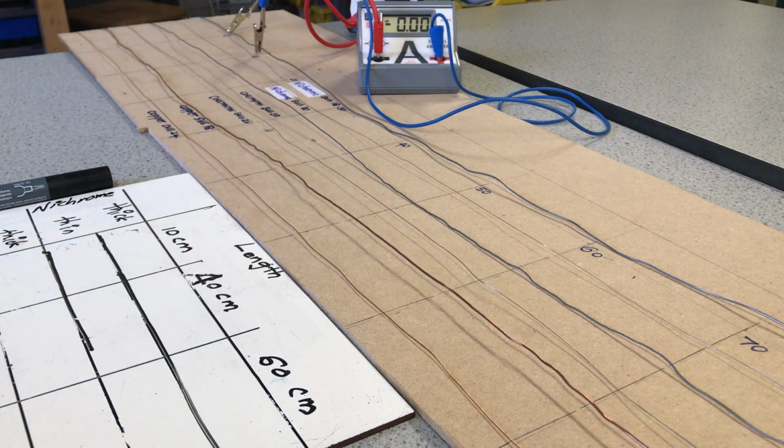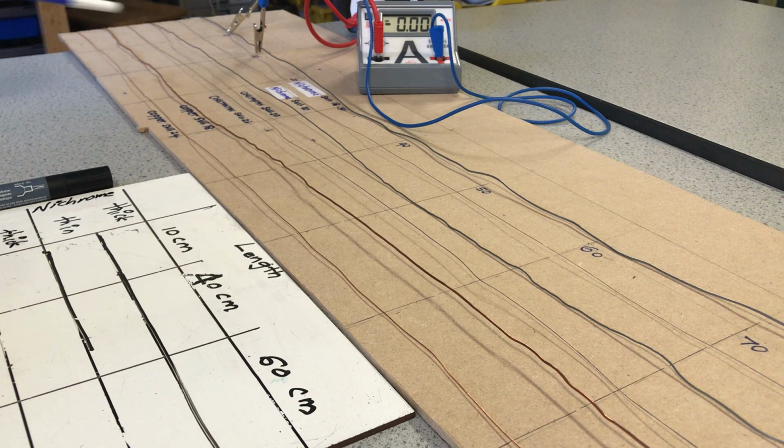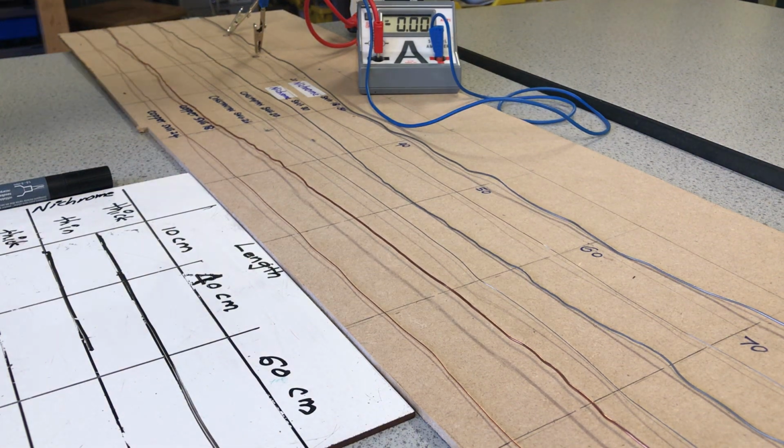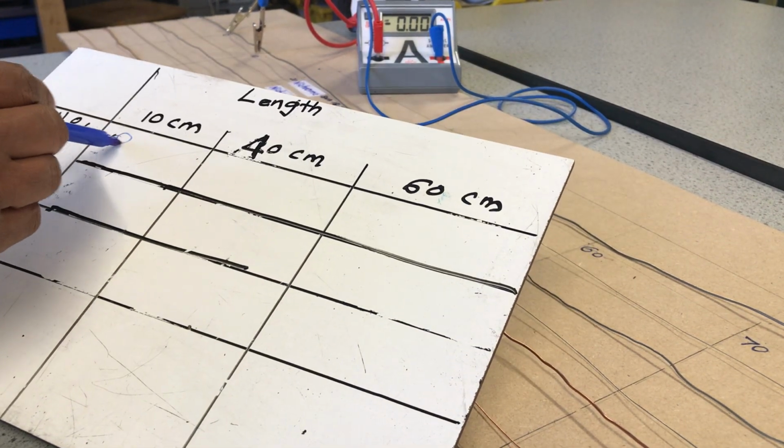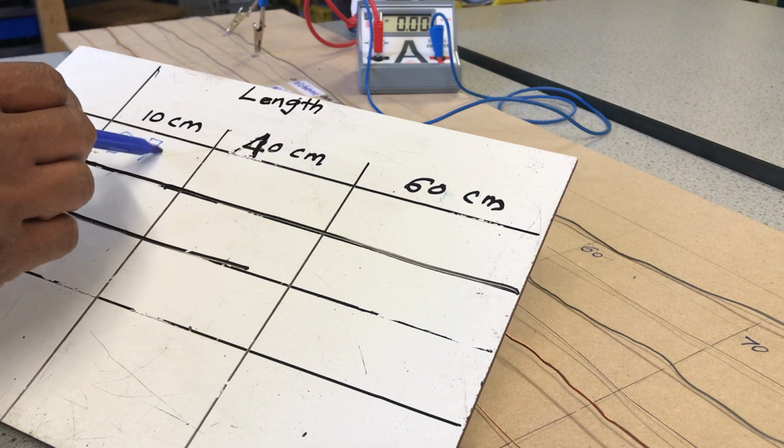And on this board you can see there are lines across. They are 10 centimeters apart. First I'm going to try with the thick nichrome wire for 10 centimeter length. You can see I have connected the circuit and I'm going to give the current so we can see the ammeter reading, which is 3.72 amperes. I'm going to write it down here, 3.72.